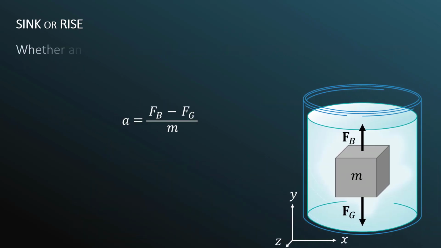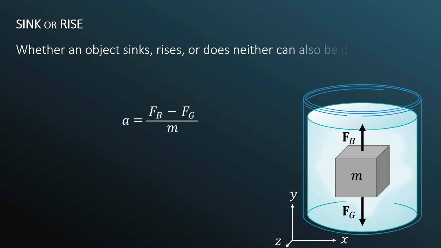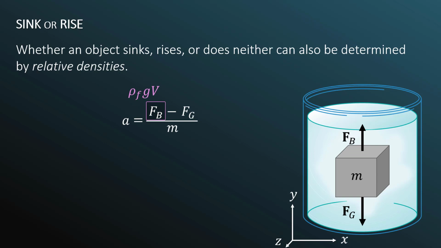Okay, let's return to what we had. Whether an object sinks, rises, or does neither can also be determined by relative densities. Remember, the buoyant force is equal to the density of the fluid multiplied by the gravitational acceleration multiplied by the volume, and the weight of the object is the mass of the object multiplied by the gravitational field. Let's substitute those both in, and we remember that the mass of an object can be written in terms of its density: the density of the object multiplied by the volume of the object. Do the same thing in the denominator.